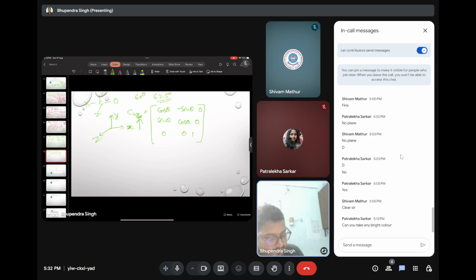So this is your transformation matrix for rotation by angle theta along the z axis. Why the z axis? Because this is remaining 1.